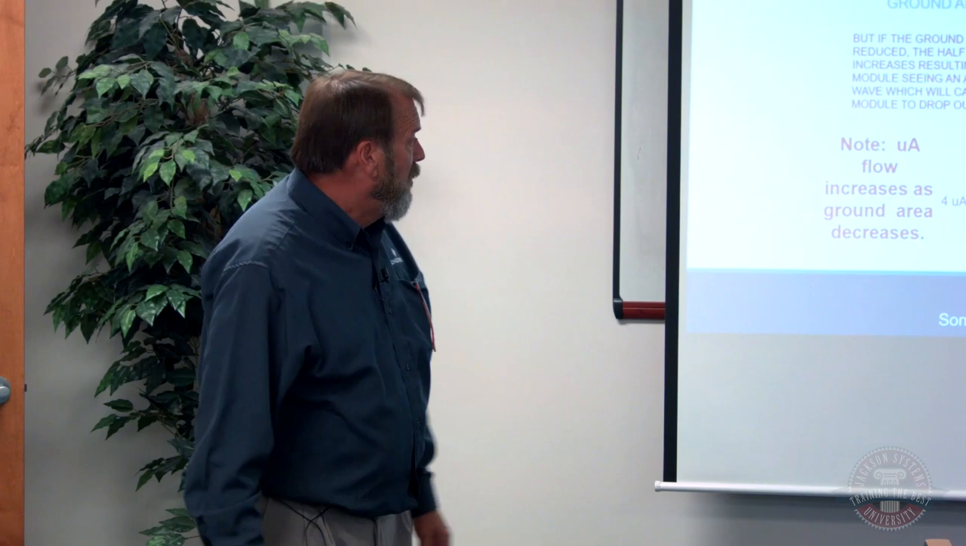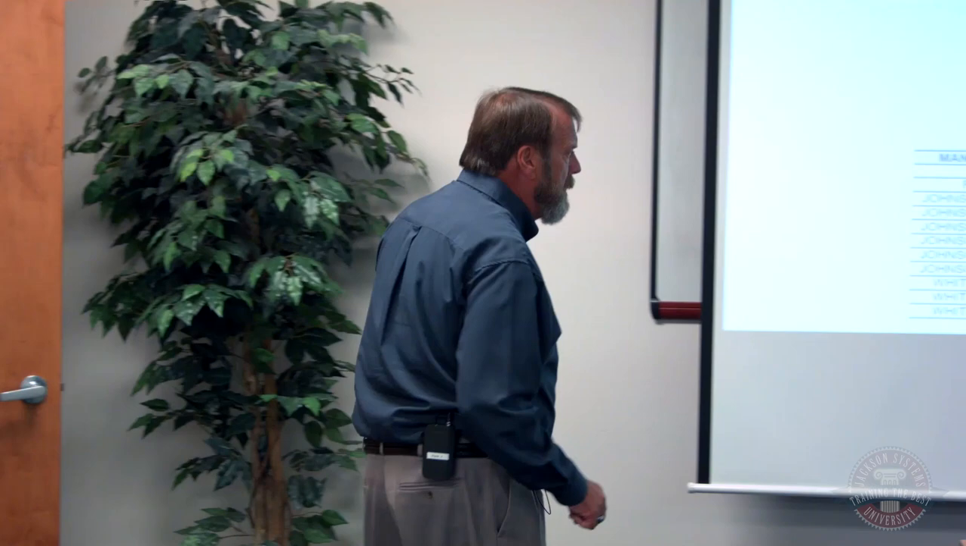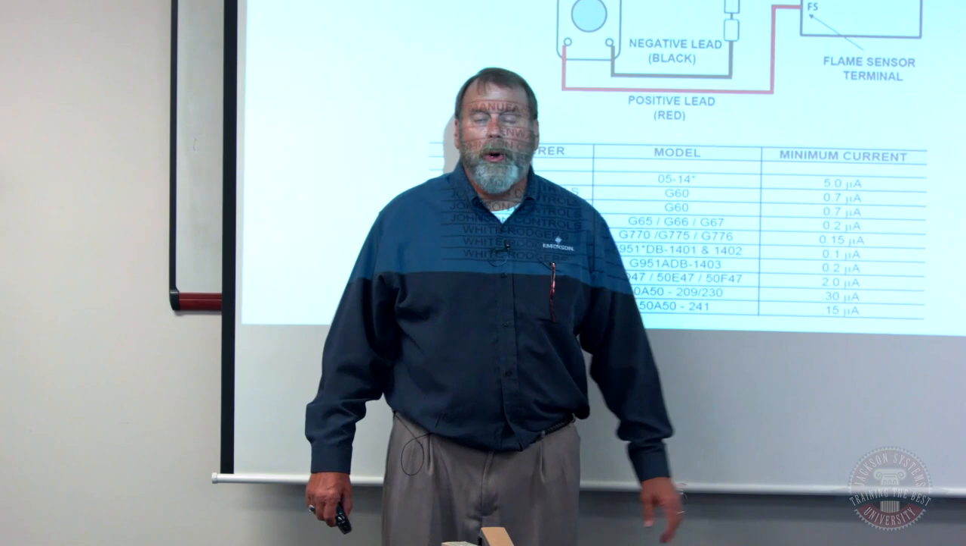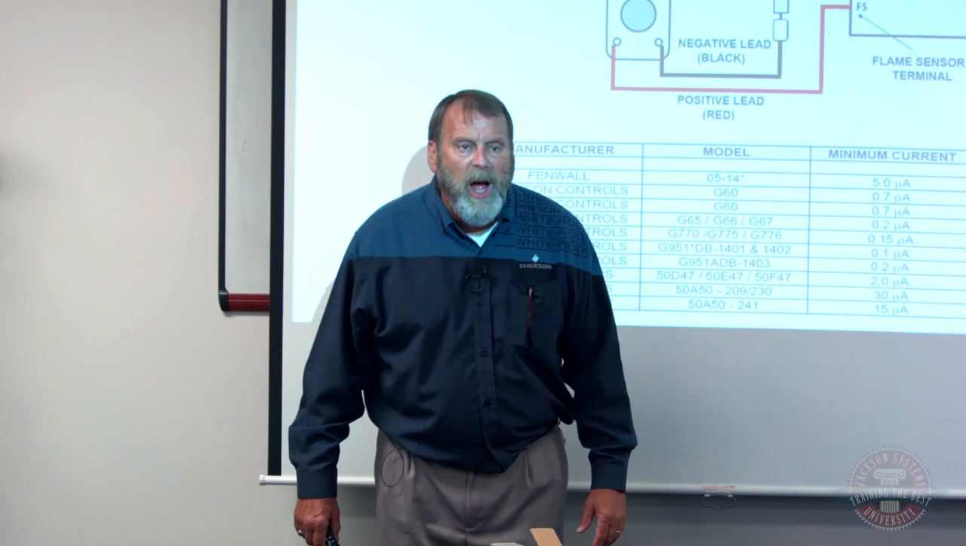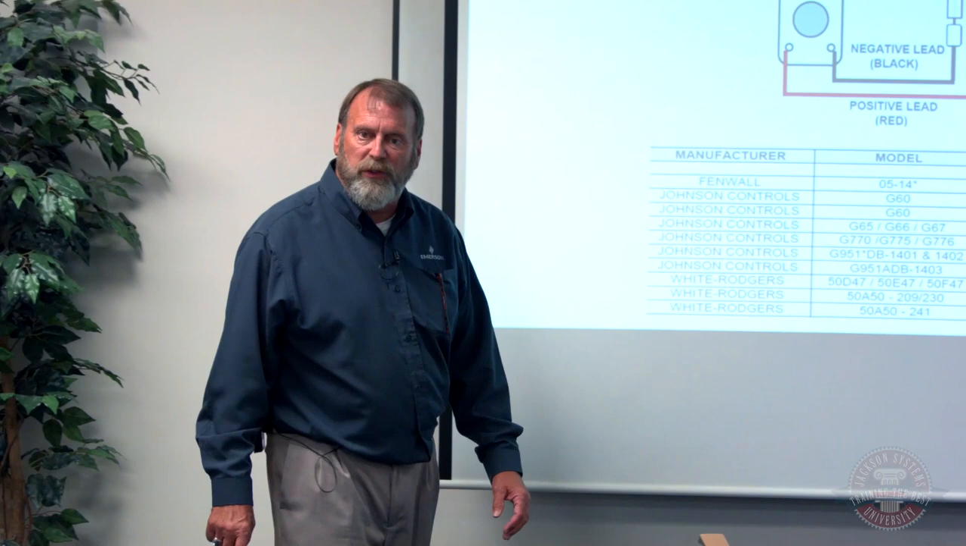Because here's the other scary thing. We work in billions of an amp. My gosh, look at this. Thenwall has the biggest dog out there. Right there, their minimum current is 5 microamps. That's a lot, 5 billionths of an amp. Start getting down into Johnson and White Rogers controls. We have controls working down to 0.1 microamps. That is nothing. And if you have any issue with the ground plane or the flame probe inhibiting the electron flow, you're going to reduce the microamps because you get a smaller surface area to work with.